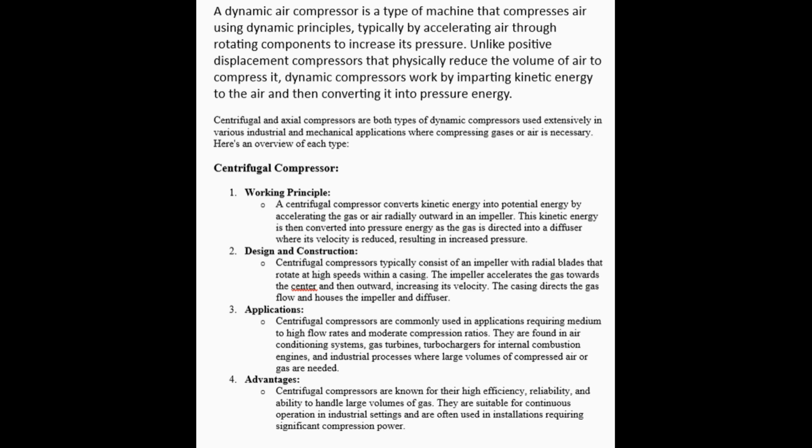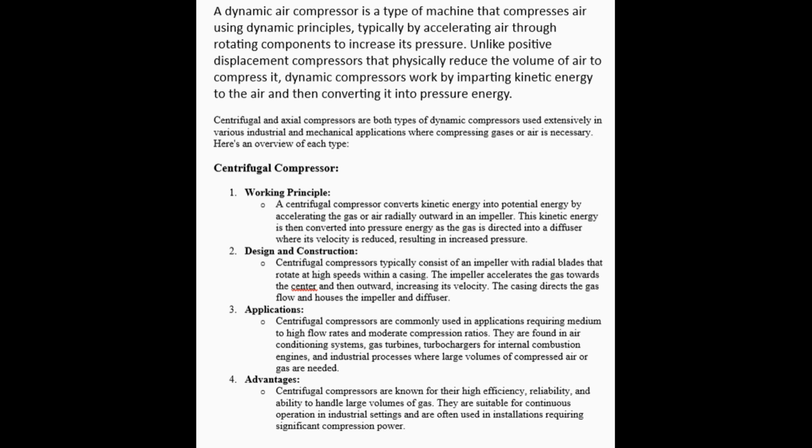2. Design and construction. Centrifugal compressors typically consist of an impeller with radial blades that rotate at high speeds within a casing. The impeller accelerates the gas towards the center and then outward, increasing its velocity. The casing directs the gas flow and houses the impeller and diffuser. 3. Applications. Centrifugal compressors are commonly used in applications requiring medium to high flow rates and moderate compression ratios. They are found in air conditioning systems, gas turbines, turbochargers for internal combustion engines, and industrial processes where large volumes of compressed air or gas are needed.